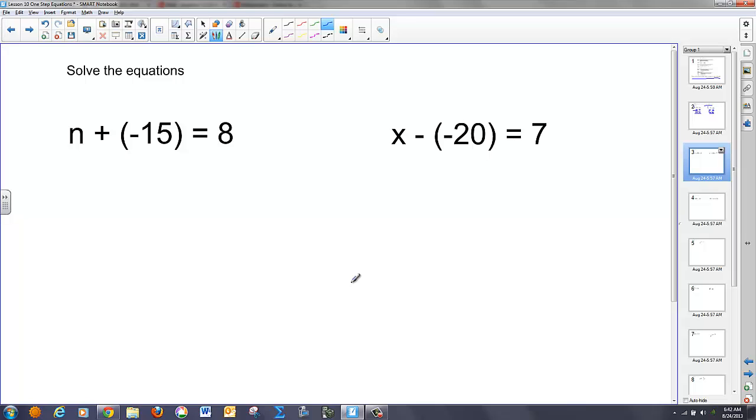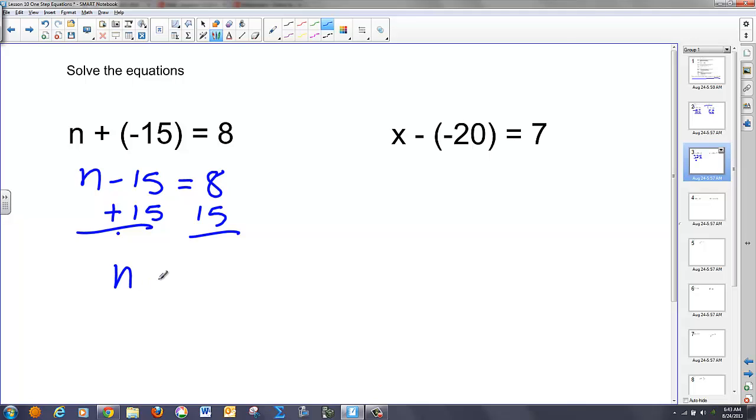Now, if we talk about negative numbers, there's a couple of ways to do this. We can, since this is adding, subtract a negative 15, but I prefer to rewrite the equation. I know an addition of negative 15 is the same as subtracting 15. So I've rewritten the equation. And I know to undo a subtraction of 15, I add 15 to both sides of the equation. So in this case, I have n equaling 23.